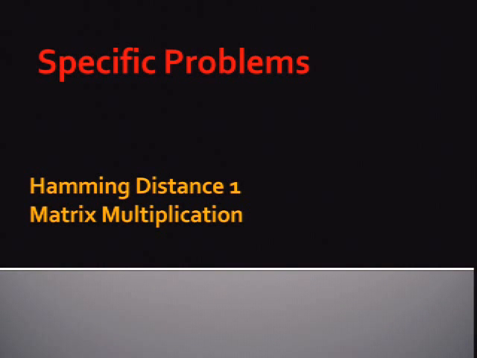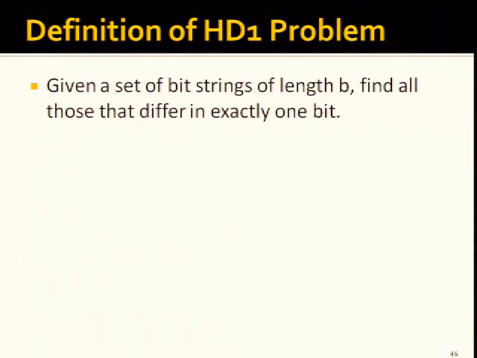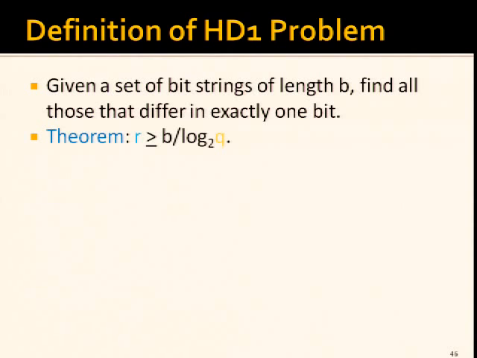Okay. Now I just want to close by talking about two different problems. I'll just tell you what results we have. First is the Hamming distance 1 problem. We're given bit strings of length b, and the Hamming distance, of course, is the number of positions in which two bit strings differ. So the Hamming distance 1 problem is: given as input a collection of bit strings of length b, find those that differ in exactly 1 bit.